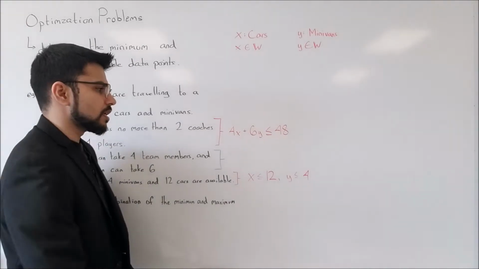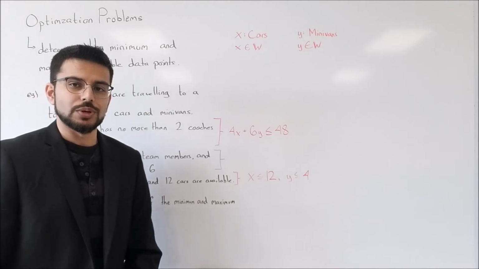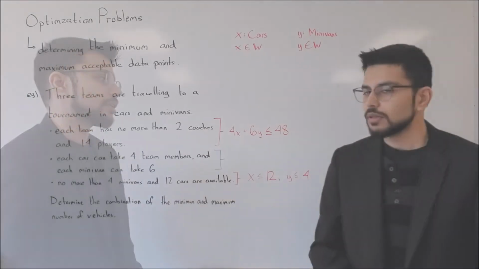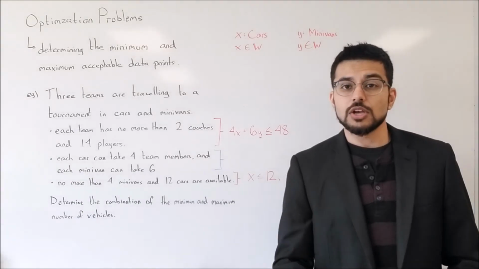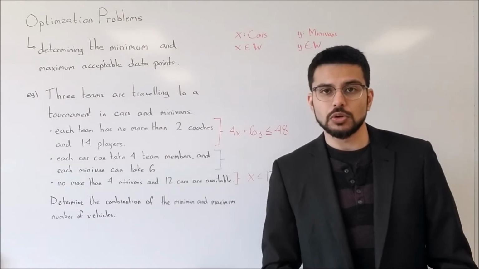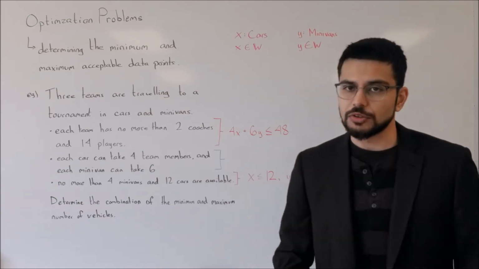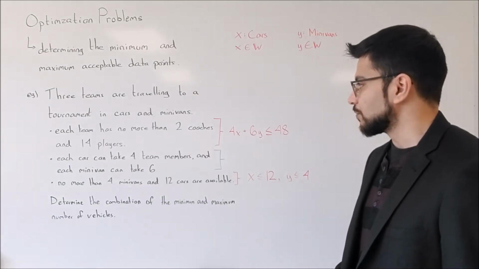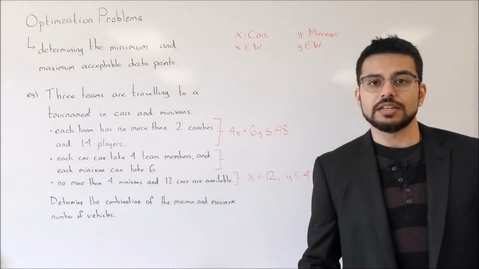Our last inequality is up in red here, and that is 4x plus 6y is less than or equal to 48. And that's representing how many people are going to the tournament. We know that each team has no more than 2 coaches and 14 players. So at most, each team could have 2 coaches and 14 players, 16 people in total. If all 3 of our teams have 16 people, that's where this 48 comes from, because 16 times 3 is 48. It's possible that we have less. As we stated before, we could have 1 coach and 10 players. But that's what this less than or equal to will account for.